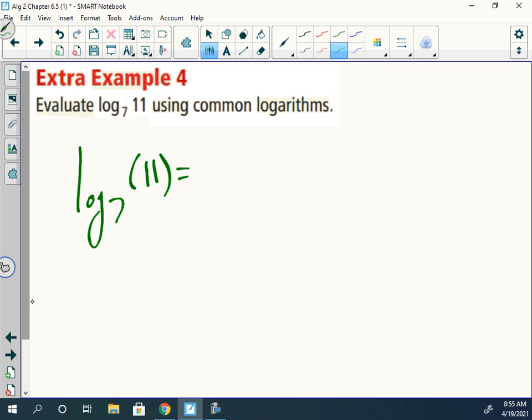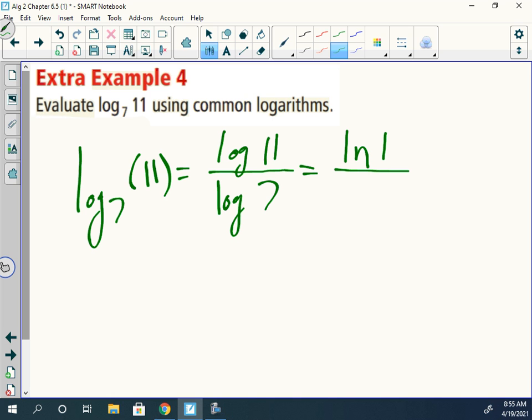Log base 7 of 11 would be log of 11 over log of 7. Because we always want the base to be on the denominator. When we plug the base in, its number is going to be on the bottom of the fraction. Base number is always going to be on the bottom of the fraction. And for natural logs, this would be ln of 11 over ln of 7.